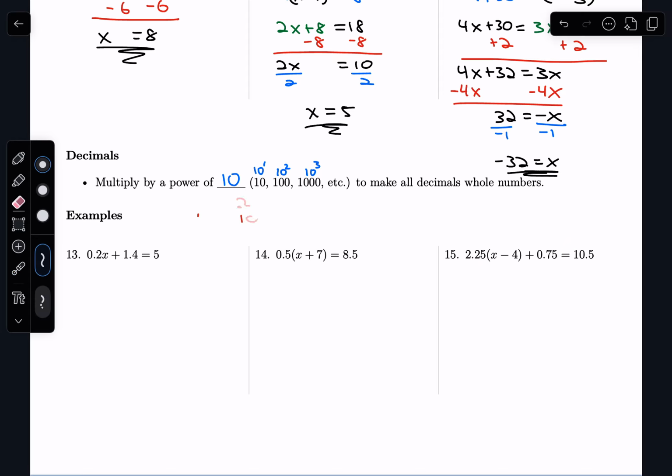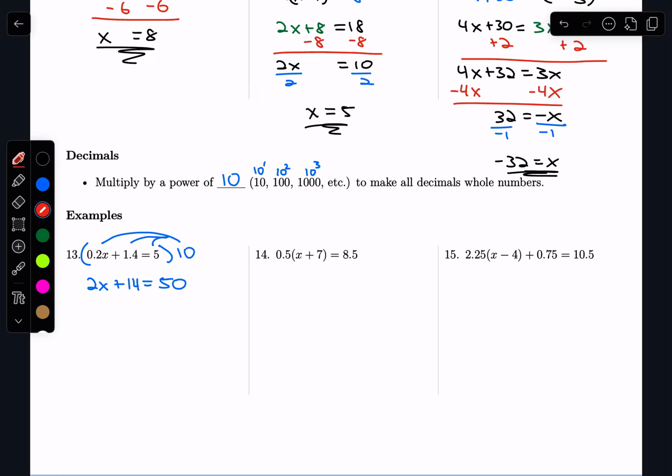Okay, so now that being said, let's go ahead and actually do the multiplication. 0.2x plus 1.4 equals 5. Because there's one decimal place in the 0.2 and the 1.4, and no other numbers have more than one decimal place, I'm going to multiply by 10 to the power 1. 0.2x times 10 is going to give me 2x, where all you do to multiply by a power of 10 is move the decimal place one spot to the side. 1.4 times 10 is going to be 14, and 5 times 10 is going to be 50. Where again, the most common mistake is students forgetting to multiply the 5 by 10.